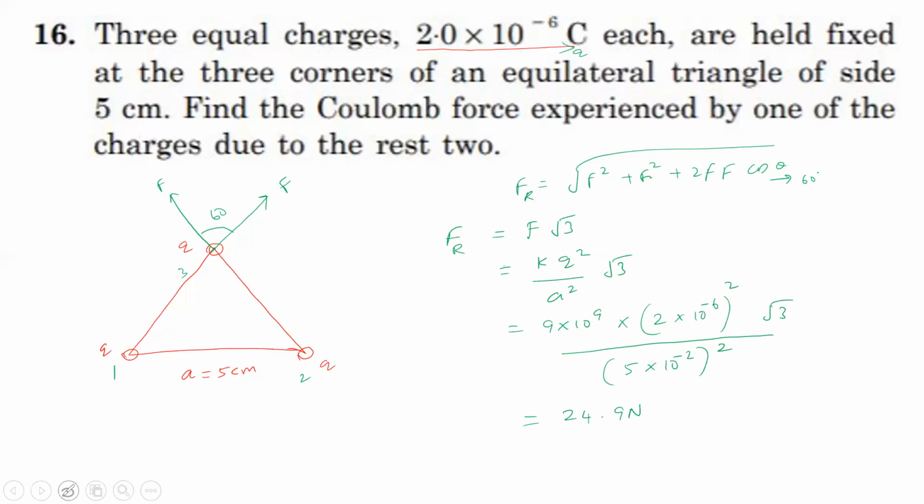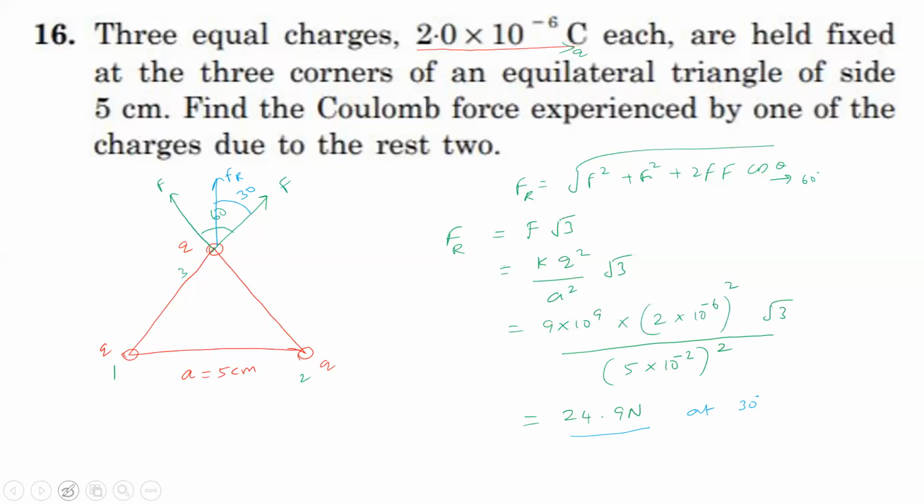And this resultant force will be acting in this direction between these two forces. Since these two forces are equal, the resultant force will bisect the angle between them, so the angle made by the resultant force with one of the forces is 30 degrees. So the 24.9 Newton force acts at 30 degrees with the extended sides from the charge under consideration, along the extended line of 1 and 3, like that we can assume.